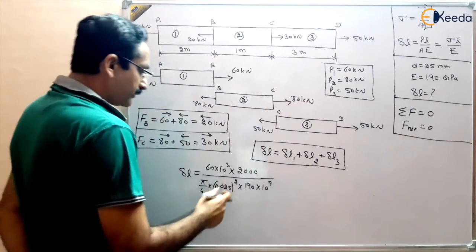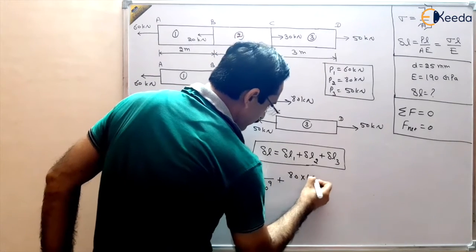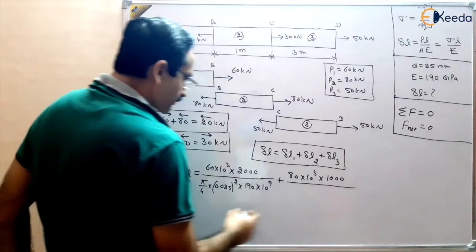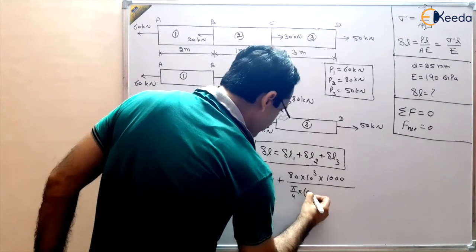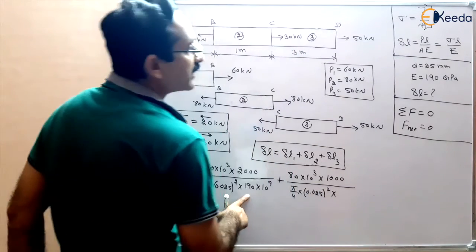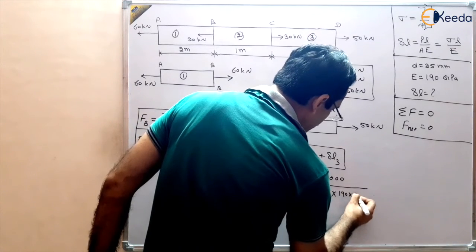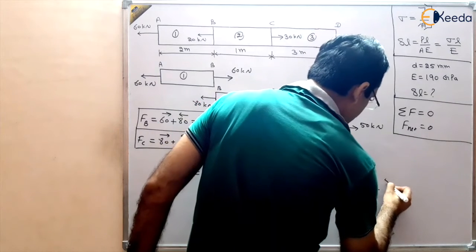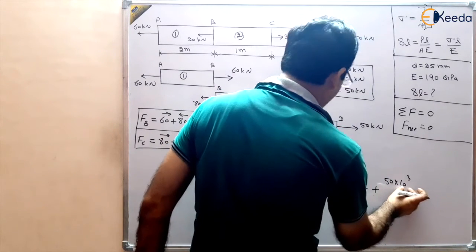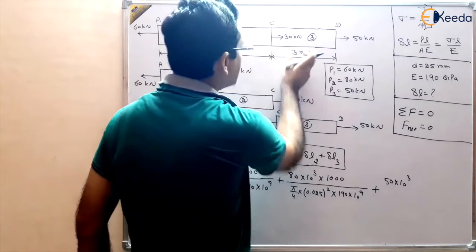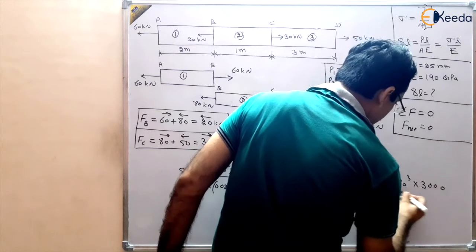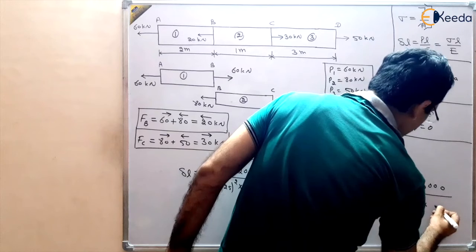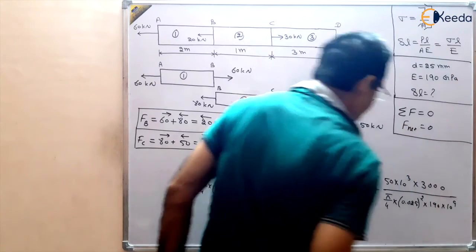Next term is 80 kilonewton. So you can write 80 kilonewton multiplied by length in millimeter, 1000 millimeter, divided by area, pi by 4, area is the same, so 0.025 square, multiplied by E, again the same steel material, 190 gigapascal, giga is 10 power 9, plus the third section, 50 multiplied by kilo, 1000, and length is 3000, divided by area pi by 4 d square, 0.025 square, and E is 190 gigapascal. So these are the three terms.